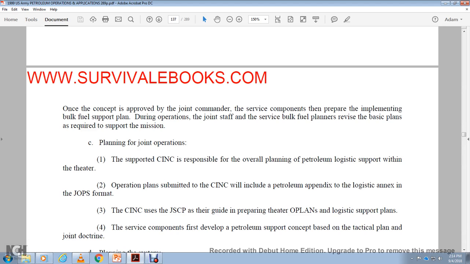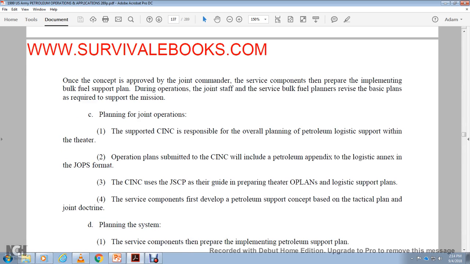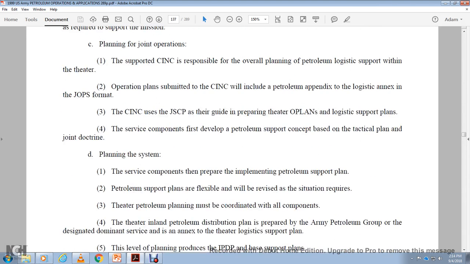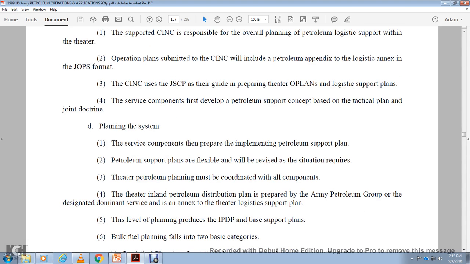The Unified Command, under the JSCP, guides the preparation of the OPLAN and the logistics support plan. The service components develop the petroleum support concept based on the tactical plan and joint doctrine. Planning systems serve the components with the primary implementation program, the petroleum support plan. The petroleum support plan is flexible and will be revised as the situation requires. Theater petroleum planning must be coordinated with all components of the theater. Inland petroleum distribution is prepared with the Army Petroleum Group or the designated dominant service and added to the theater logistics support plan.